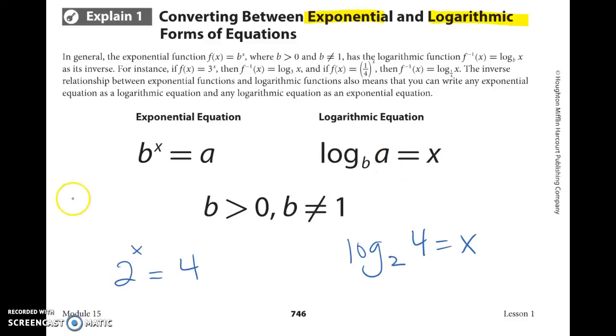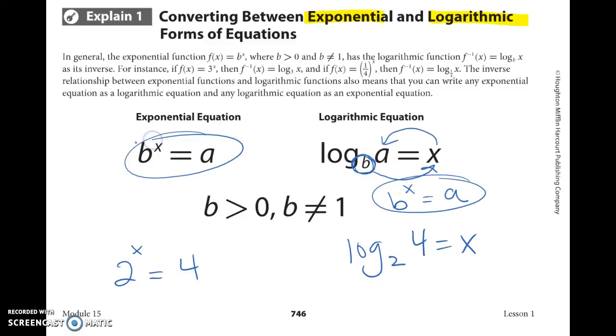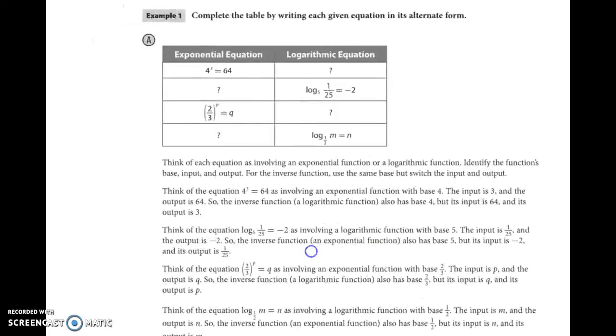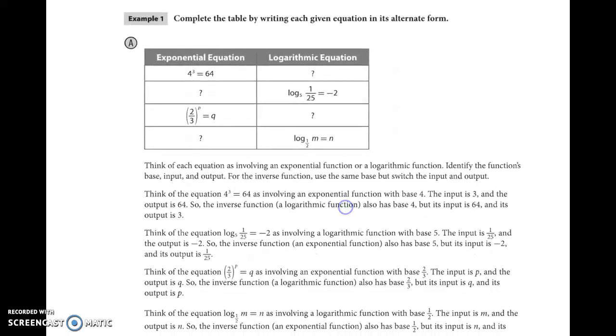And so the way that we write this back and forth is I take the base and I raise it to this power and it equals this. So that would be b to the power of x equals a. Well, isn't that the exponential form? So if I go to this table here, we are going to rewrite it forwards and backwards. The base of the exponential is the base of the log. So I would have log base 4 of 64 equals 3.